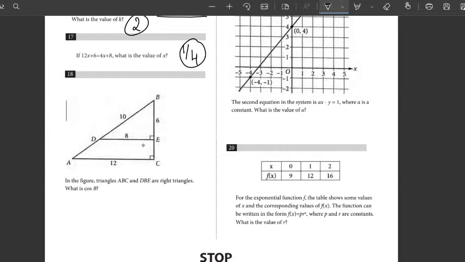They are right triangles. What is the value of cos b? So let's take triangle DBE. Cos b would be adjacent by hypotenuse, 6 by 10, which is equal to 3 by 5.